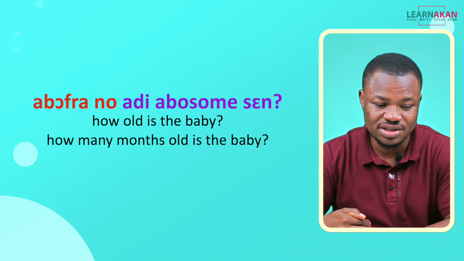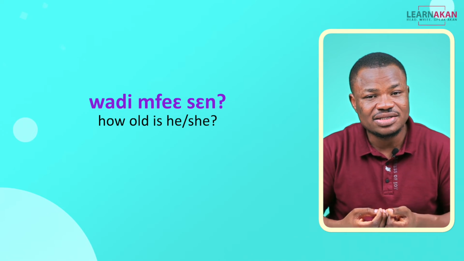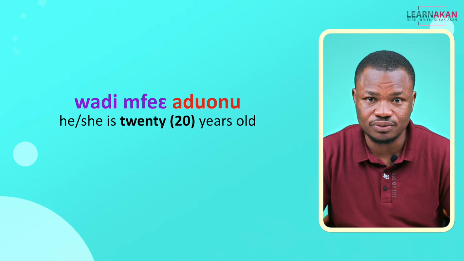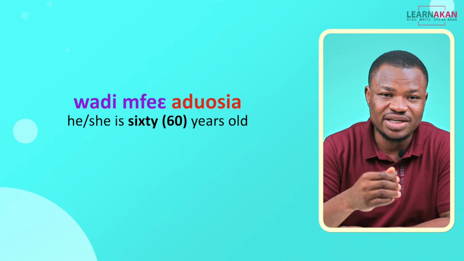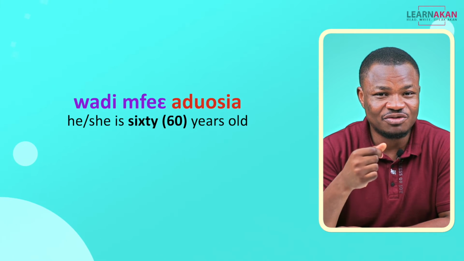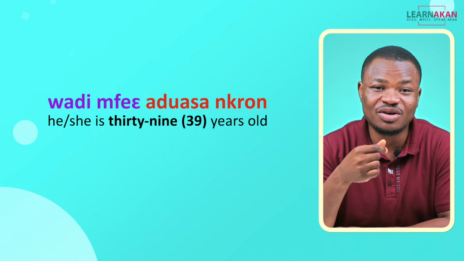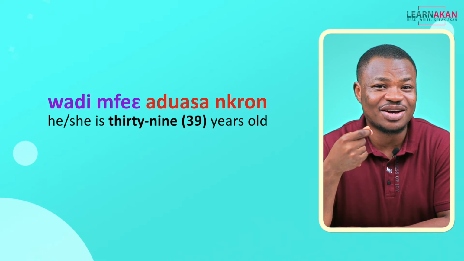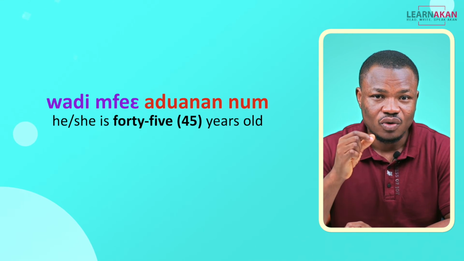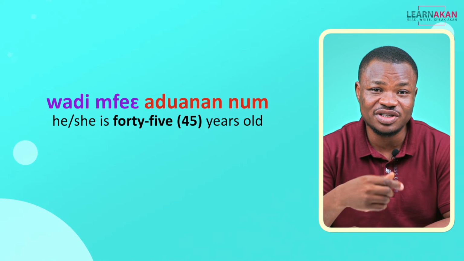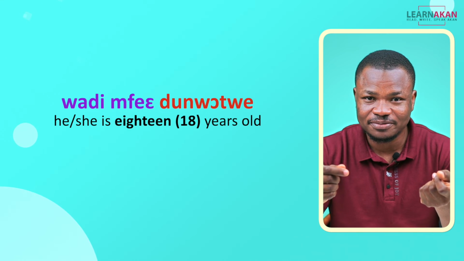Now to respond to these questions, let's take the first one. We had wedi mfie saying, how old is he or she? To answer this, you can say wedi mfie aduonu. He or she is 20 years old. Wedi mfie aduosia. He or she is 60 years old. Wedi mfie aduasankron. He or she is 39 years old. Wedi mfie aduanainum. He or she is 45 years old. Wedi mfie dunwotwe.